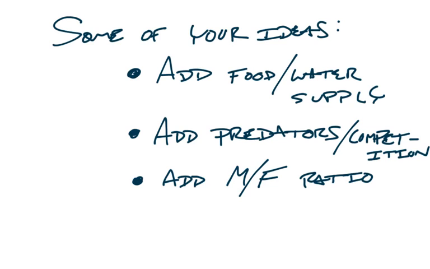All right. So the three that really jumped out at me were adding a food and water supply, adding predators or competition, non-violent competition for resources, and adding in a male-female ratio that's not necessarily 1-to-1, like how I sort of imagined this would happen.